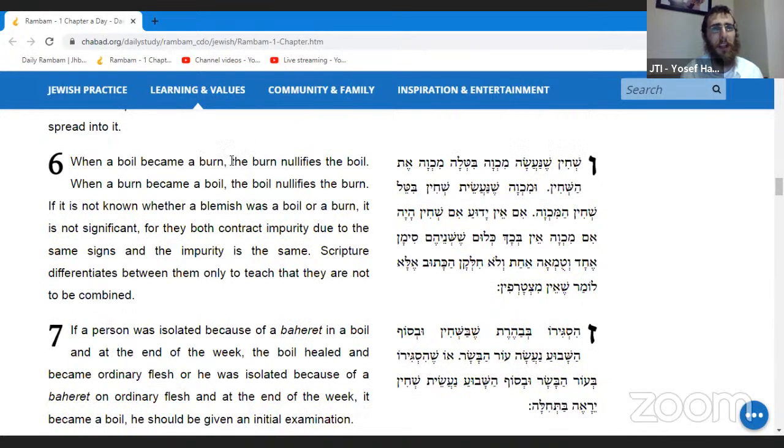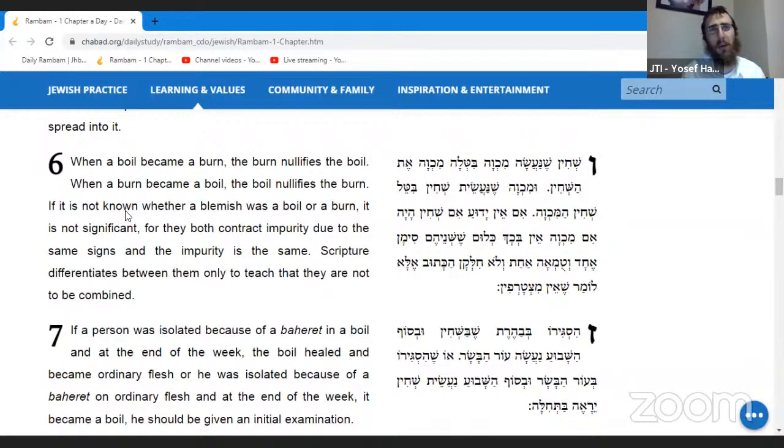Now, what happens if a boil became a burn? First he had a boil and then he got burned in that very same spot. So the burn nullifies the boil. Now we would refer to this no longer as a boil, but as a burn. When a burn becomes a boil, the reverse, originally he was burned, so now a boil develops there, not as a result of the fire, then the boil nullifies the burn.